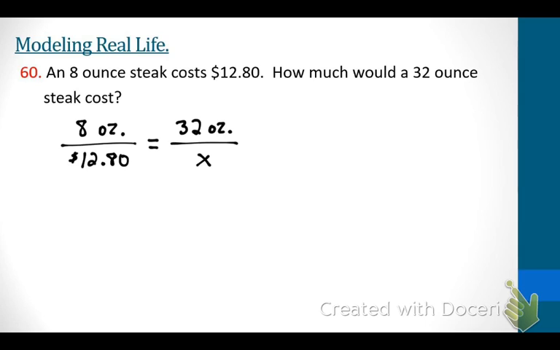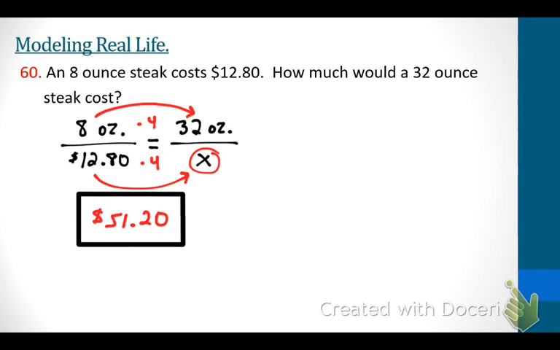There's a few different ways that you could do a problem like this. For me, the easiest way seems like mental math. I'm trying to find x, so I've got to get from there to there, which means I have to figure out the missing link from getting from an 8 to a 32. How do I get from an 8 to a 32? Times 4. Guys, what is 12.80 times 4? $51.20.